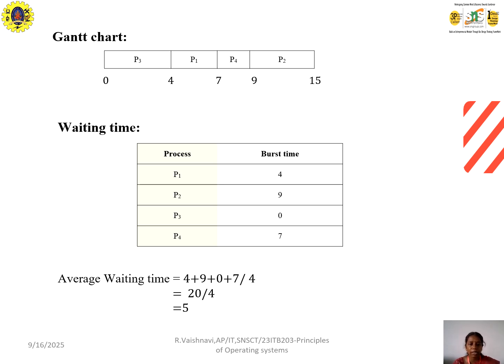For calculating the waiting time, we have to add these four waiting time values and divide by 4. So 4 plus 9 plus 0 plus 7 divided by 4, that will be 20 divided by 4. The average waiting time will be 5 milliseconds.